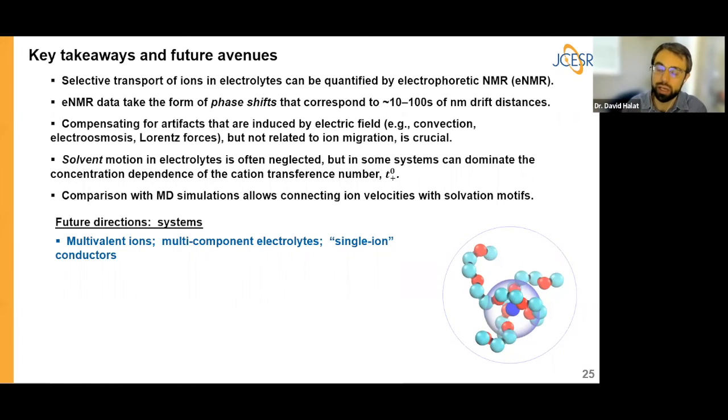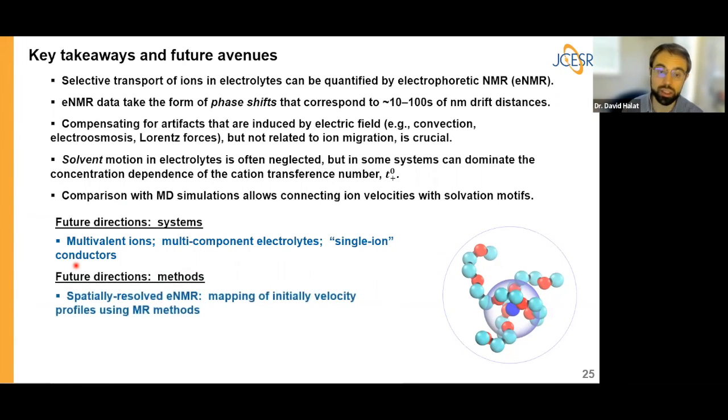That's already a system that we have yet to fully characterize with a technique like this. And finally, there's the space to look at single ion conductors to determine whether transport is actually dominated by one species or how much other species contribute to the conductivity.